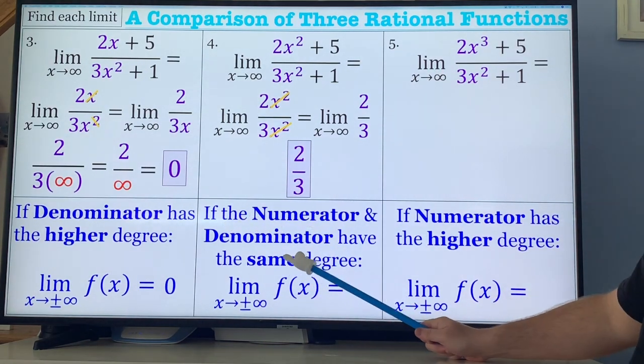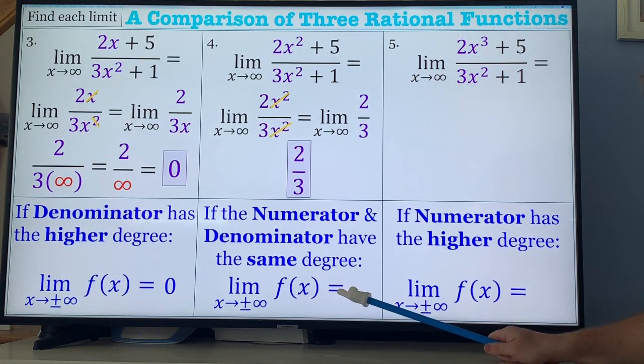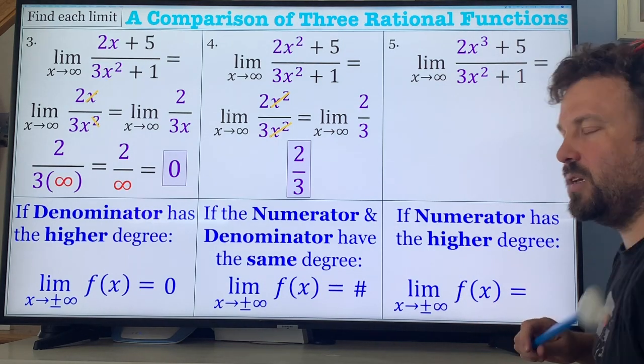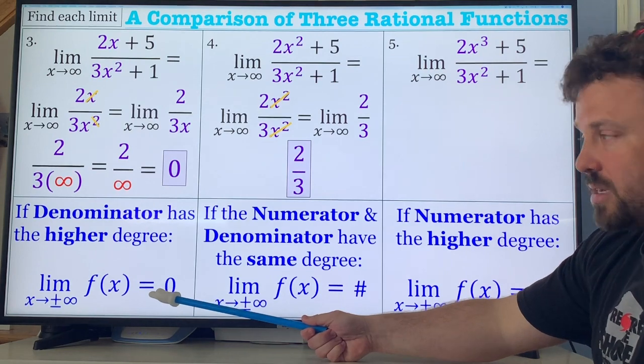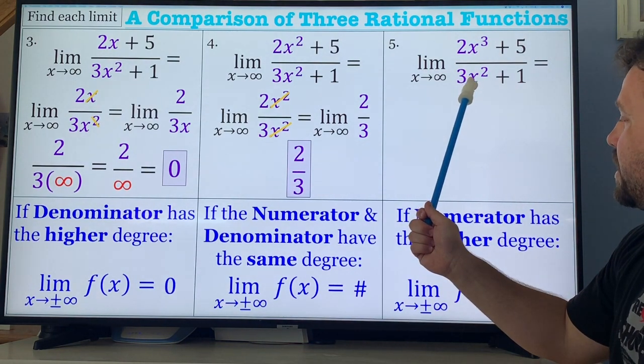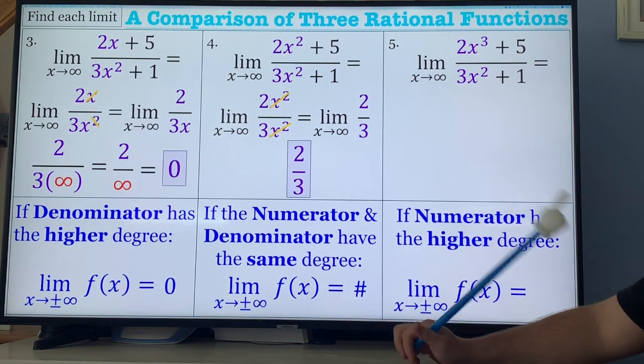If the numerator and denominator have the same degree, then the answer is just a number. That's the only time you actually get a number answer. Every other answer, well, besides 0 technically, is going to be 0, or infinity.